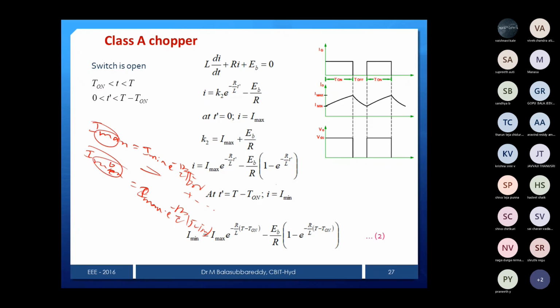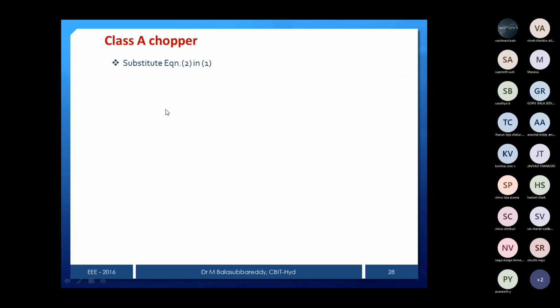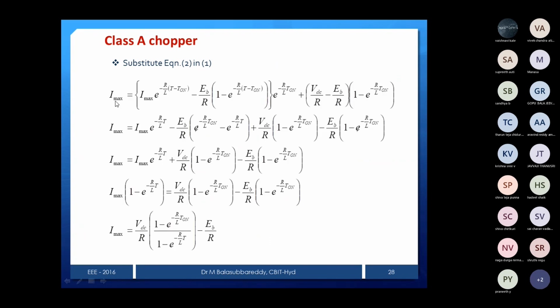What I will do is either substitute equation 2 in equation 1 or equation 1 in equation 2. You can simplify. We will get one value first, either I minimum or I maximum. That value you can substitute in any one of the equations. We will get the second value. That much simple. Now we can see that I am substituting equation 2 in equation 1. Equation 1 is I max equal to I min into something, so the I min expression is nothing but equation 2.